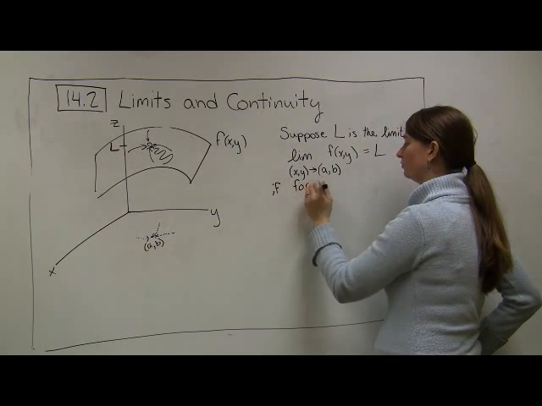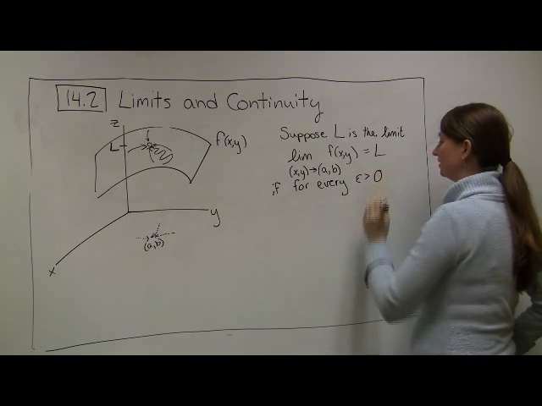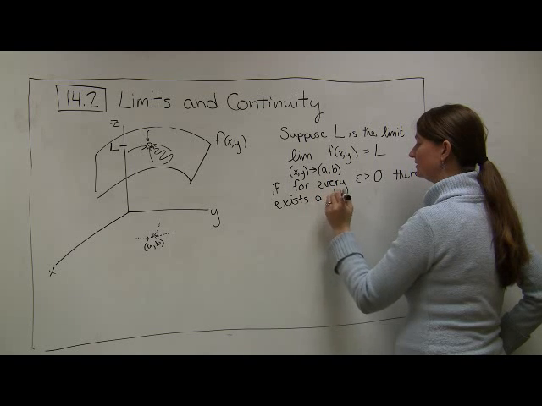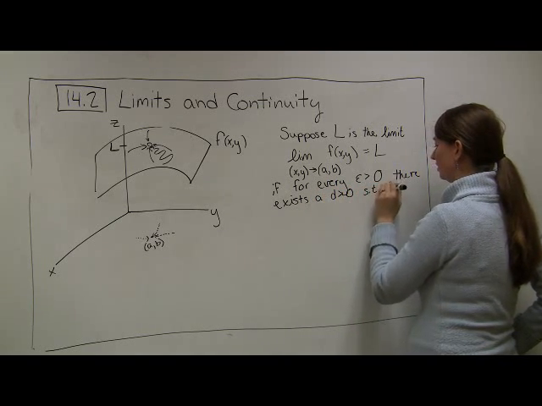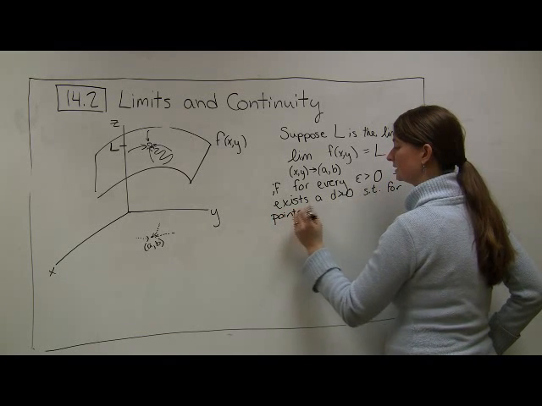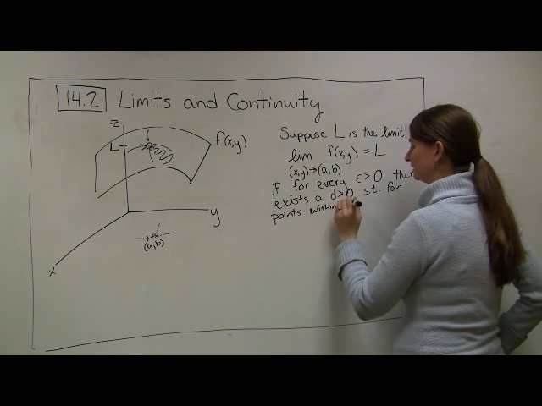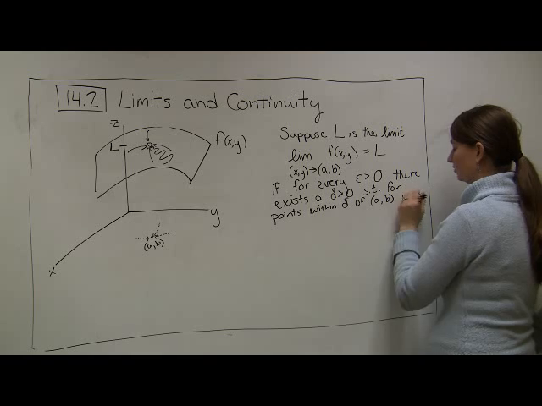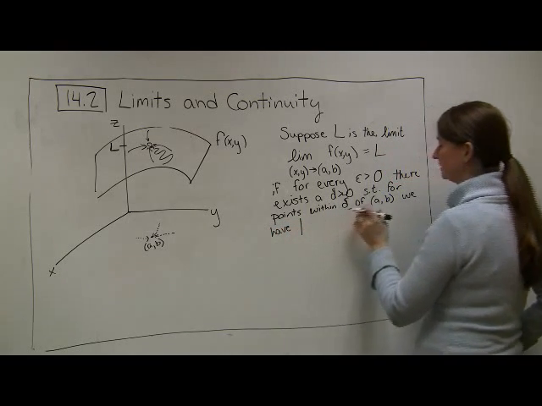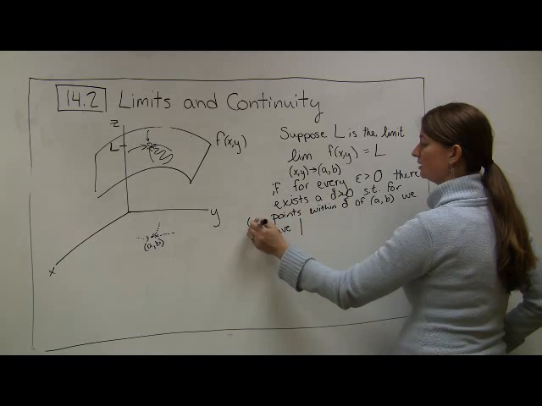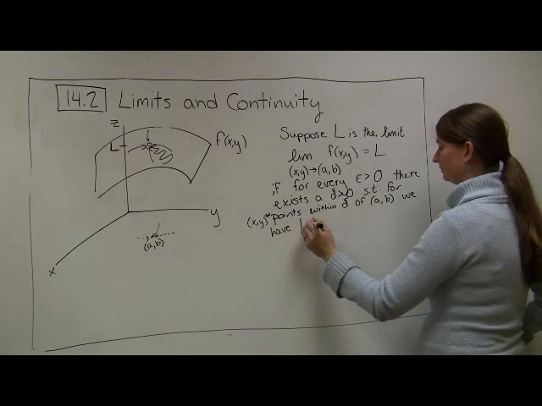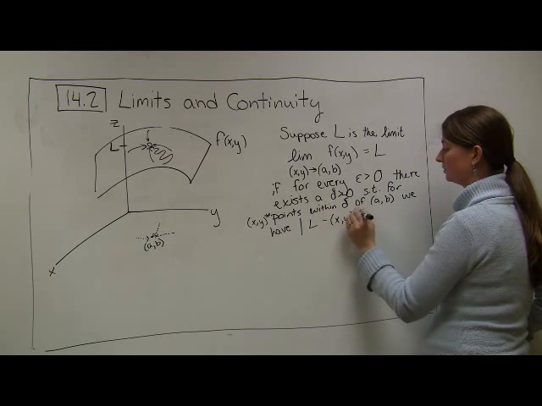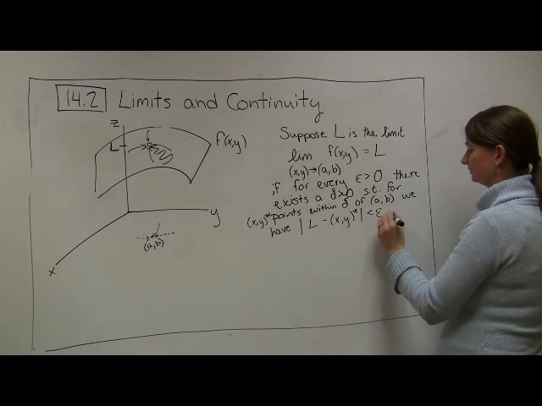if for every epsilon greater than 0, there exists a delta greater than 0 such that for points within delta, maybe I should make this more of a delta looking delta, of a, b, we have that the difference between the height at that point, maybe I should label these points, point x, y, star, we have that our L limit point minus our f of x, y star point is going to be less than our epsilon. Ugh. What does all this mean?